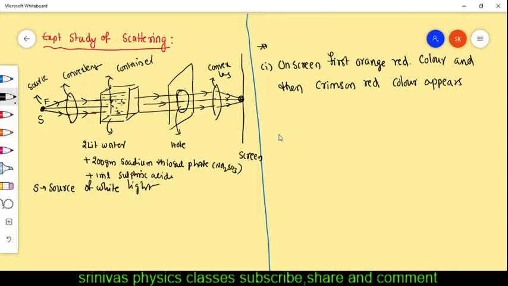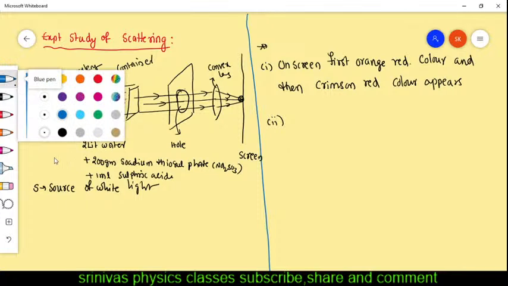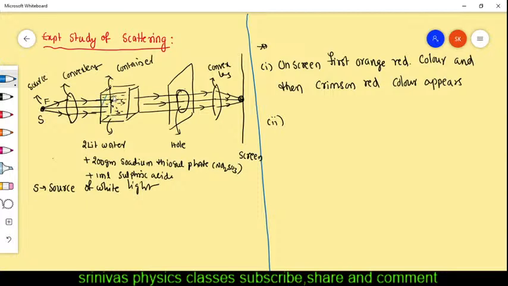Okay, and one more point is observed: on three sides of the container, for example this side, blue color appears completely, this side also blue color appears, and this side also blue color appears, but this side it appears as red color. What is this? What is happening here? I will explain clearly. The tank has four sides, right? Out of four sides, three sides appear as blue color and one side appears as red color.